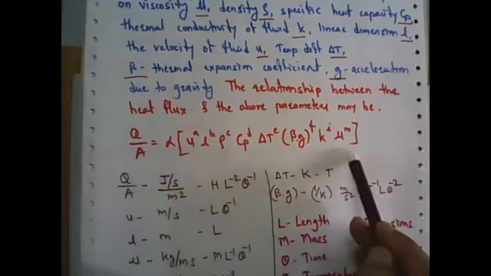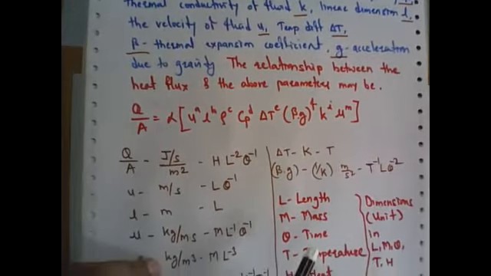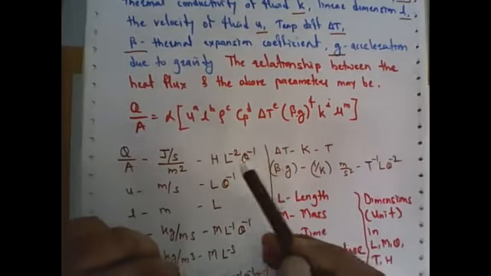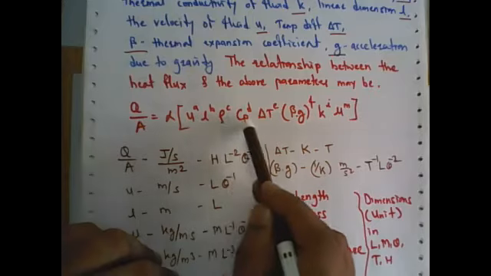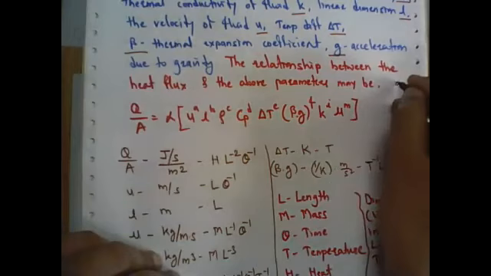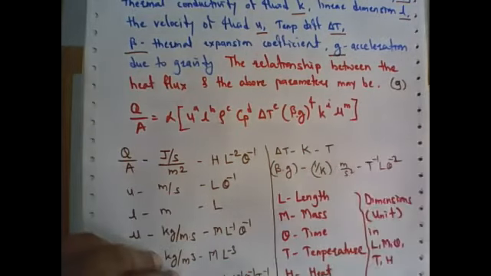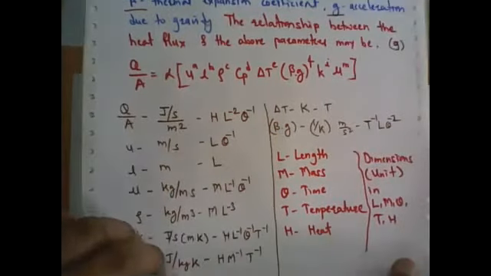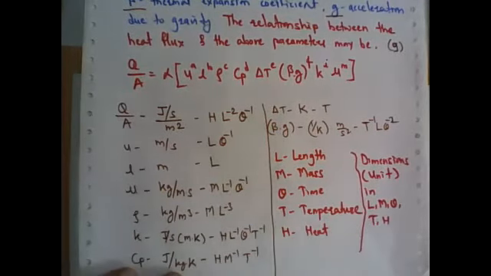So this is the relationship where heat flux depends on these parameters: 1, 2, 3, 4, 5, 6, 7, 8, 9. So there are, sorry, 9 parameters. We must convert these 9 parameters or the variables into 4 to 5 dimensionless groups. That is the objective of this dimensional analysis. So this dimensional analysis gives us the idea how to do that.